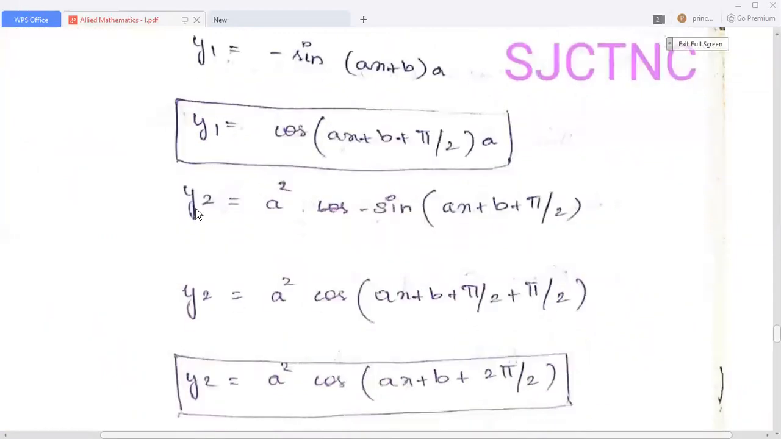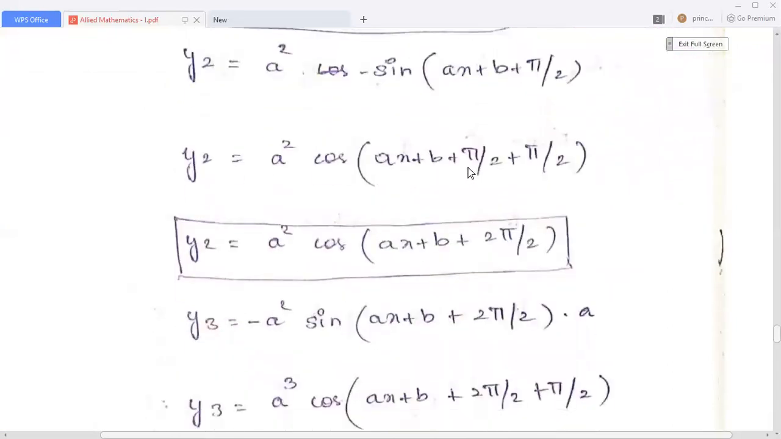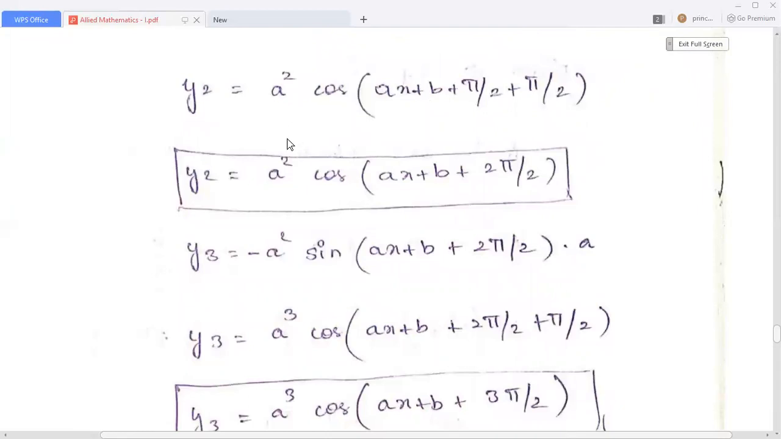Next we calculate y2. y2 is equal to a square into minus sine of ax plus b plus pi by 2. Again, this should be written in terms of cos. Therefore, y2 can be written as a square into cos of ax plus b plus pi by 2 plus pi by 2. Because the sine value can be written in terms of cos, therefore one pi by 2 is to be added in the cos expression, right? Therefore y2 is equal to a square into cos of ax plus b plus 2 pi by 2.